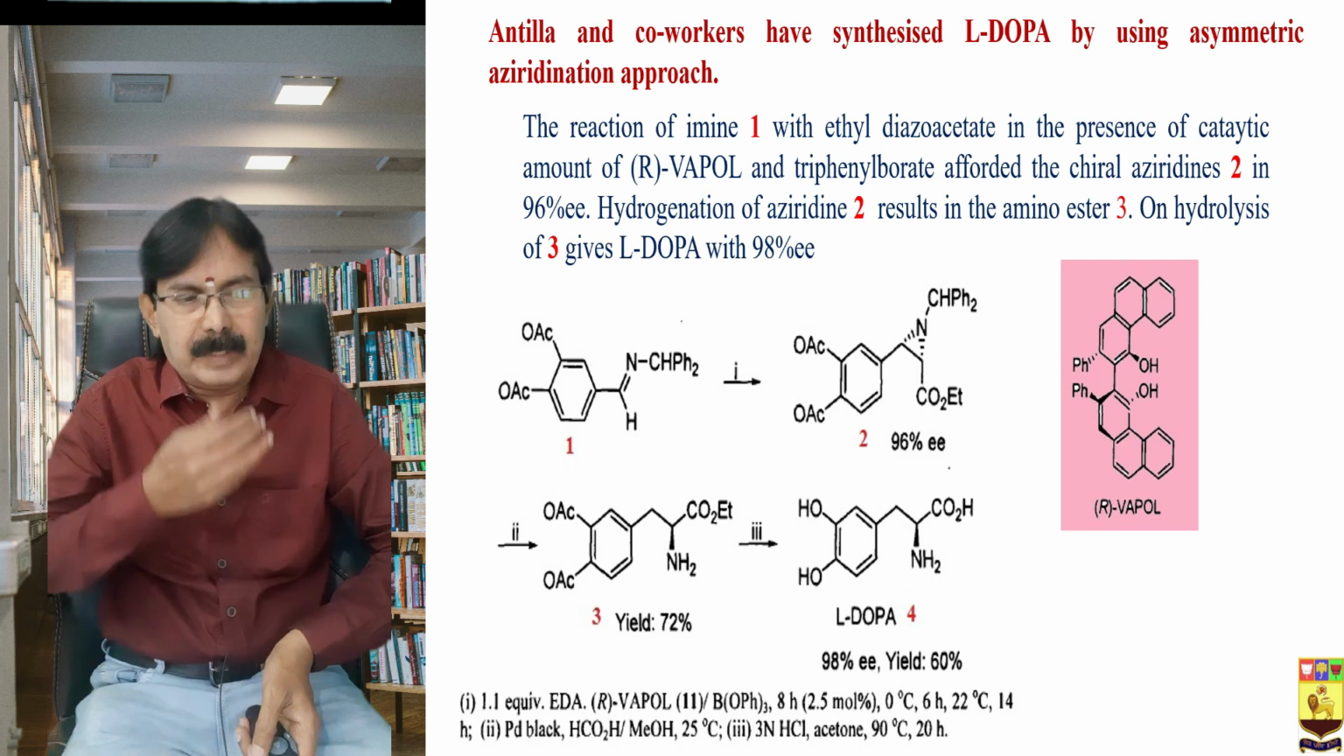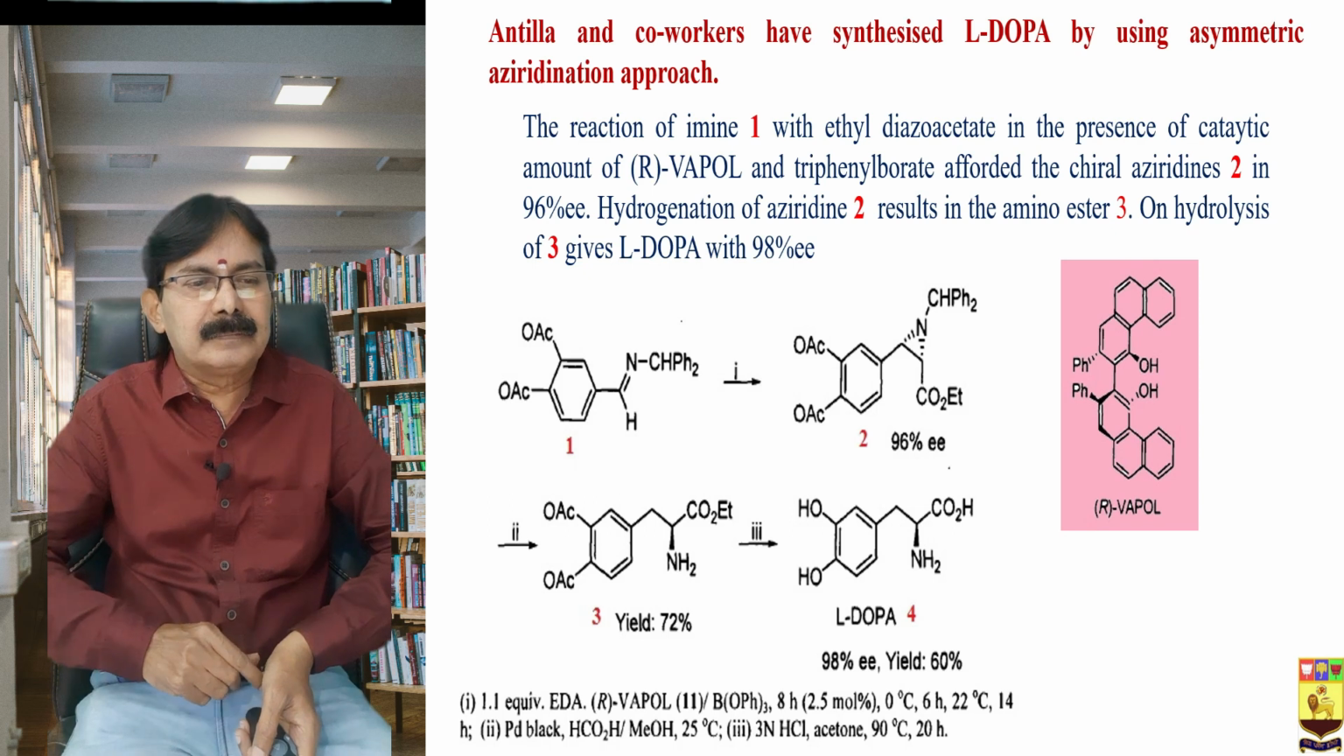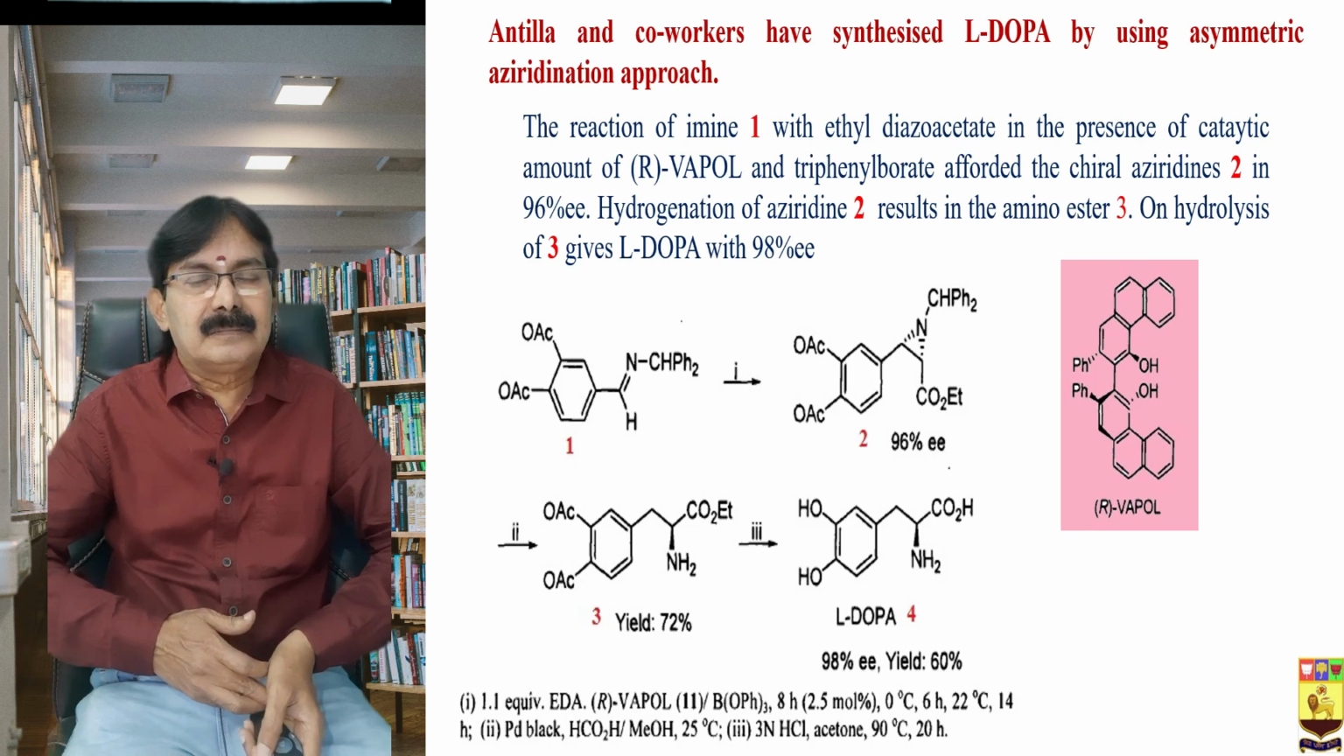So, this is the structure of R-VAPOL. In part 1 itself, we have seen this type of catalyst. It is a chiral catalyst. The chirality arises because of the restricted rotation.